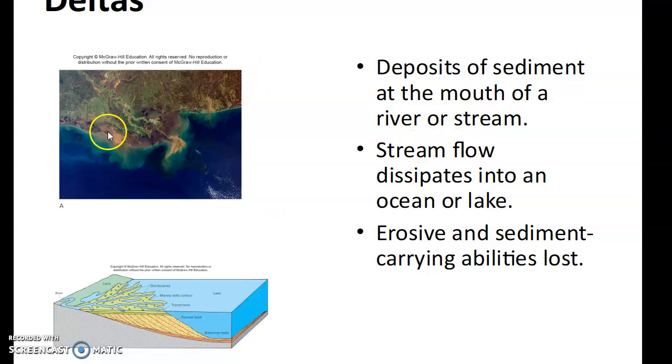Now, the delta actually is a deposit of sediment at the mouth of a stream or a river. The stream flows and dissipates into an ocean or into a lake, and its erosive or sediment-carrying abilities are lost at that particular time once it gets to the lake.